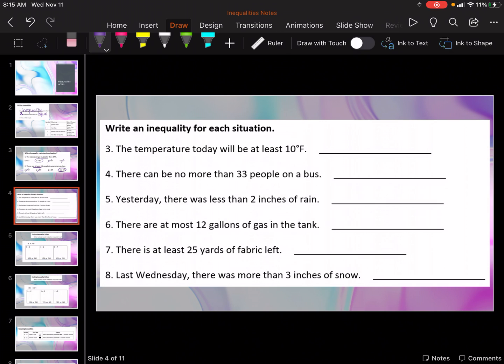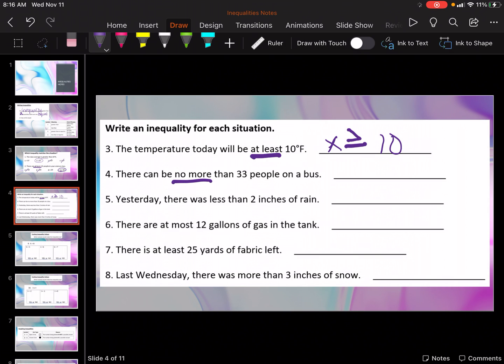So what I do for these is I write my variable and my number. And then I think about which one is at least. So I think about what my numbers could be. Well, it could be 10, it could be 11, it could be 12. It's going to be at least that number, so it's going to be higher than that. So X is going to be greater than or equal to 10.